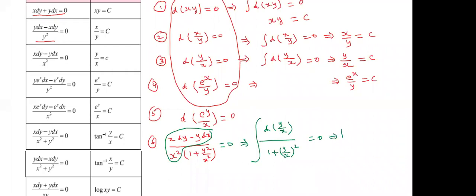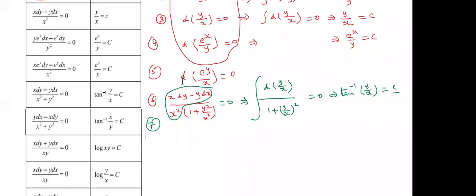Then what is the formula here? Tan inverse of f of x. That means tan inverse of y by x is equal to c. Same as the seventh one, but here we got tan inverse of y by x. There you will get tan inverse of x by y. In the denominator, take y square common. Okay, now the eighth one, see how we are writing.